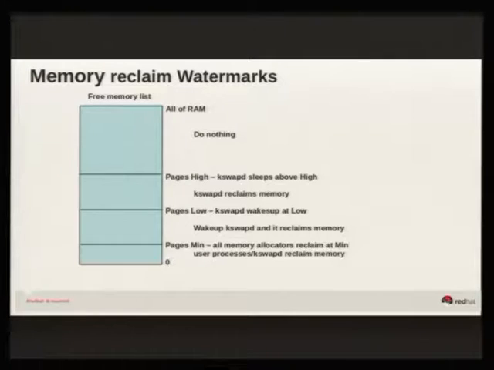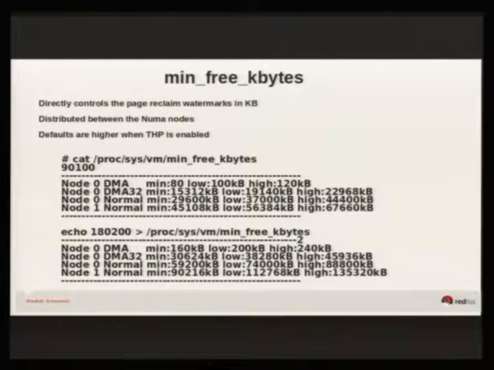If on a NUMA system that has like 4 nodes, min-free k-bytes is set to some value, that value is divided by the number of nodes and then distributed through each of the nodes. Then the distance between min and low and high is scaled up accordingly. You can see this if you play around with the tuning parameter. If you cat out min-free k-bytes, you'll see it's set to, this is a number of kilobytes, 90 megs. And on node 0, the sum of these is equal to the actual minimum.